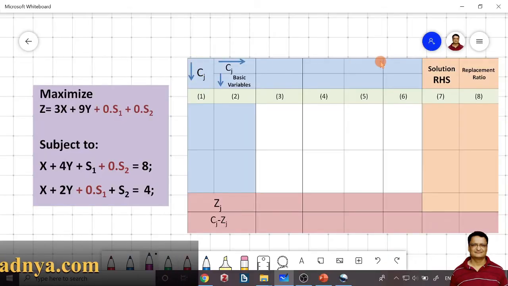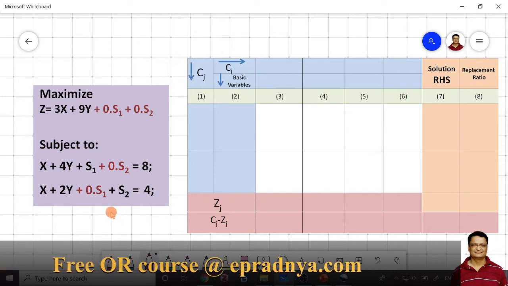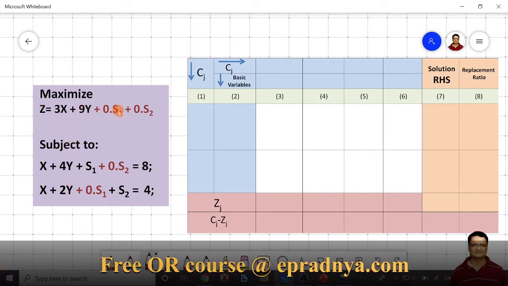Now we need to prepare this blank simplex table, and we need to fill all these objective function coefficients and constraint coefficients in this table, and then we need to solve this simplex table. So the Cj represents the coefficient of the variable in the objective function. In the objective function we have four variables x, y, s1 and s2. X and y are decision variables, s1 and s2 are the slack variables, and the Cj represents their coefficient in the objective function.